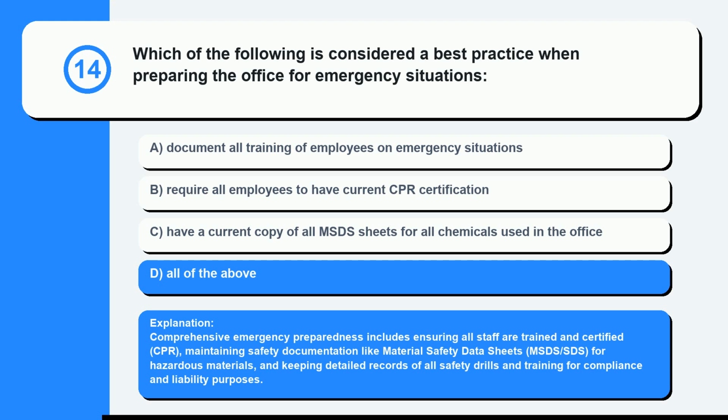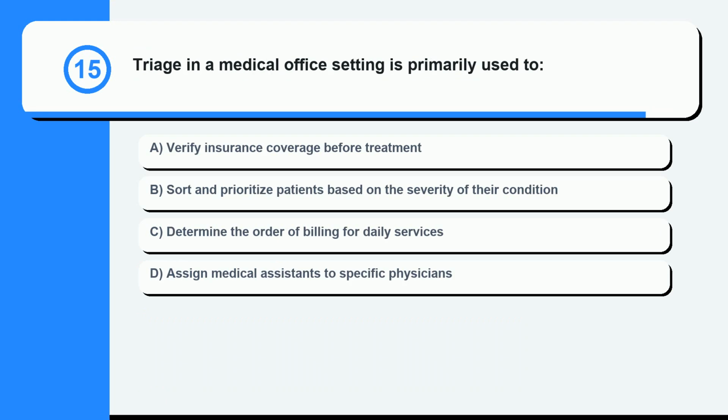Comprehensive emergency preparedness includes ensuring all staff are trained and certified, CPR, maintaining safety documentation like material safety data sheets, MSDS/SDS, for hazardous materials, and keeping detailed records of all safety drills and training for compliance and liability purposes.